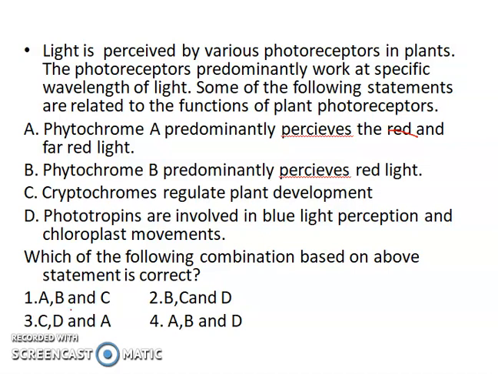So we have to eliminate the options which have A. These three options are eliminated because they have the A option and our A statement is incorrect. By solving one statement, we have got the answer. That is, the second is the correct statement.